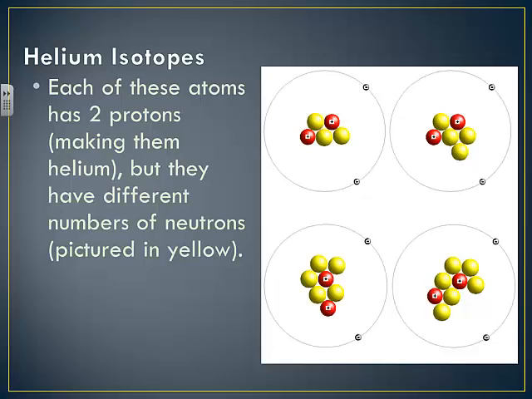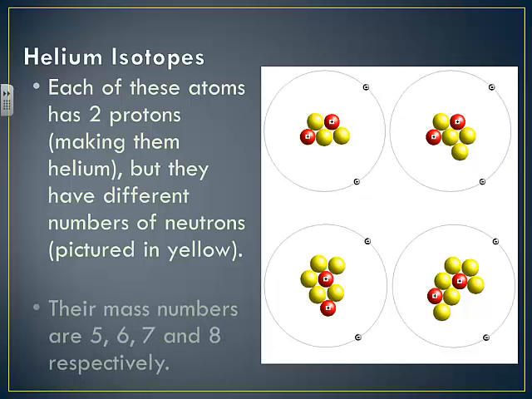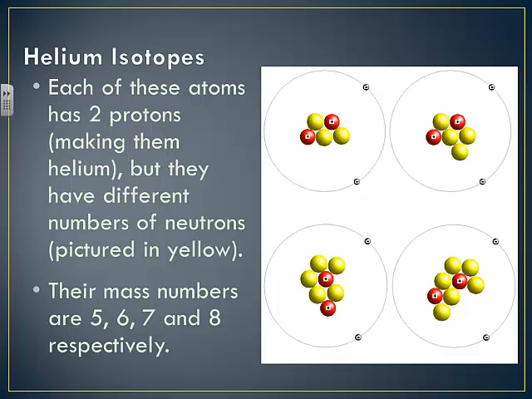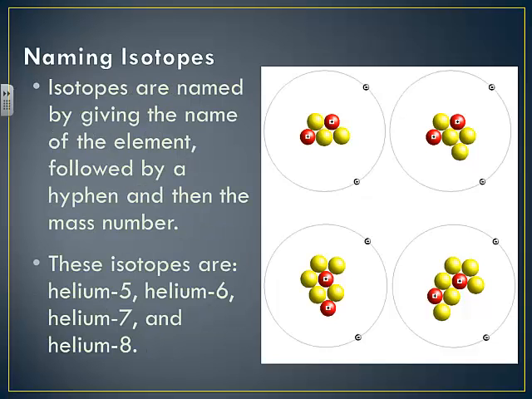These are all helium isotopes shown here. Each of them has 2 protons. That's why we know they're helium. But they have different numbers of neutrons. Those neutrons are pictured in yellow. As I count the numbers in their nucleus, I see that their mass numbers are 5, 6, 7, and 8, respectively. So how do we name isotopes?